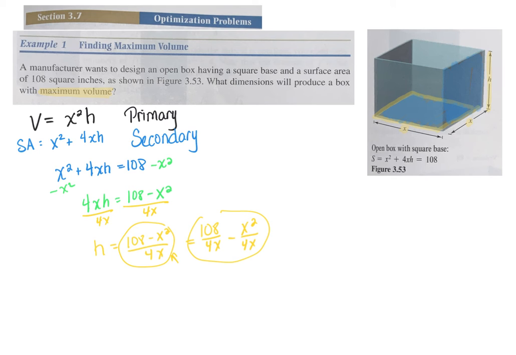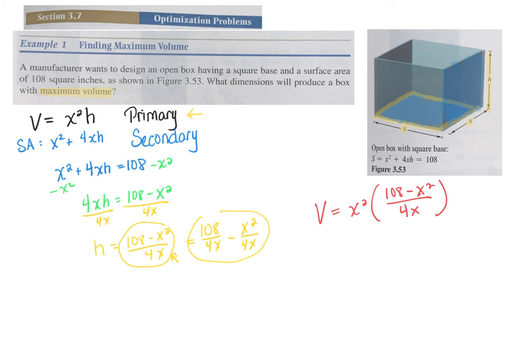Once you have what h equals, you're going to go back to your primary. So now we're ready to actually use our primary equation. We're going to go back to this guy right here, and we're going to say my volume equals x squared times what my h was. Whichever one you used is fine. 108 minus x squared over 4x.